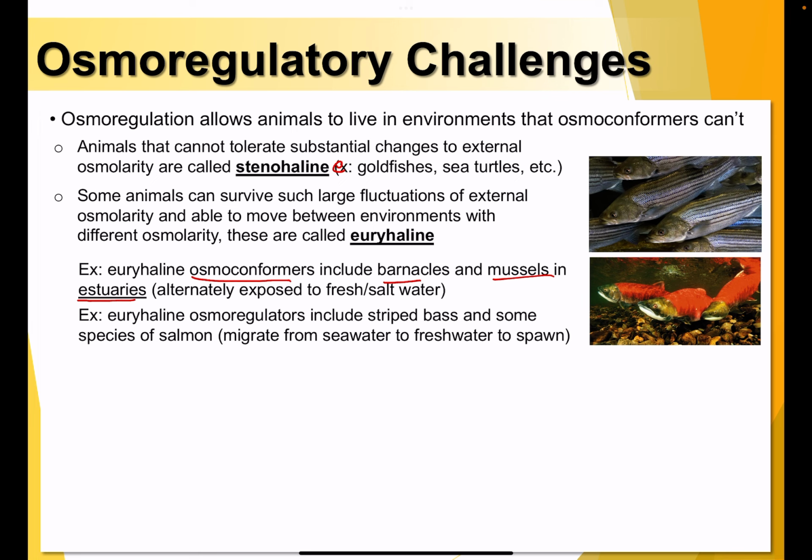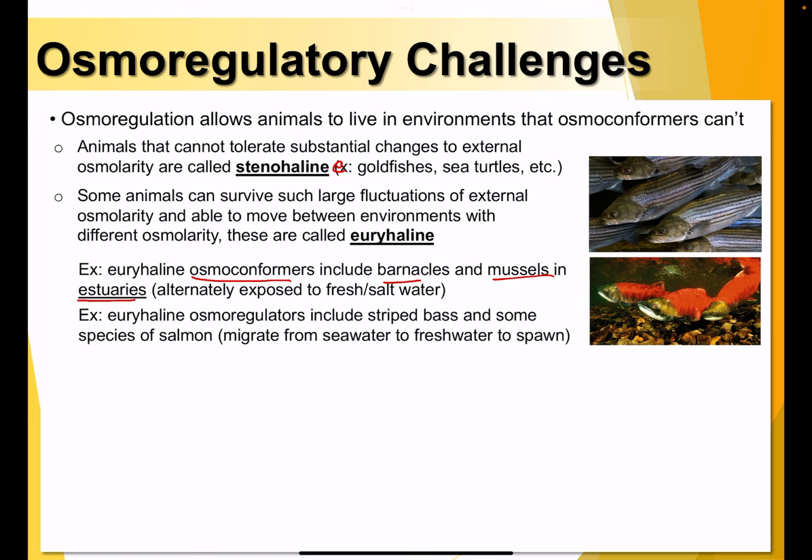We know mussels and barnacles, as we've talked about, especially barnacles, are pretty sedentary, sessile animals, so they're not going to move. Remember we said that barnacles are stuck on the rock like glue. So when the tide goes away and the river is further out, they're in fresh water. If the tide of the ocean comes up higher, then they're in salt water. So in a sense, it's a naturally selected adaptation to be euryhaline osmoconformers, or else they wouldn't survive in that environment.